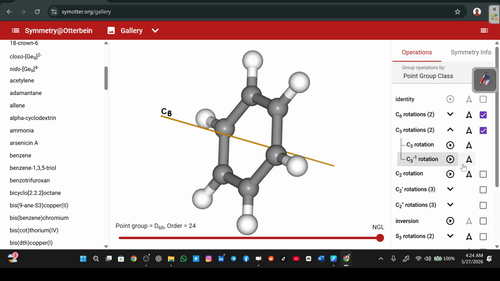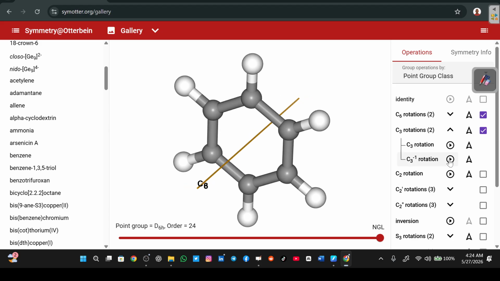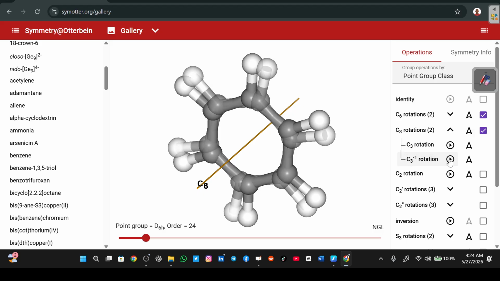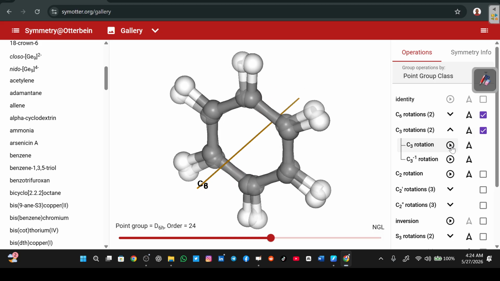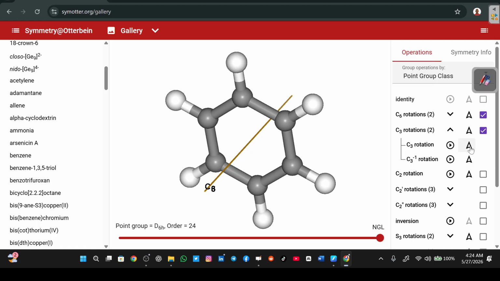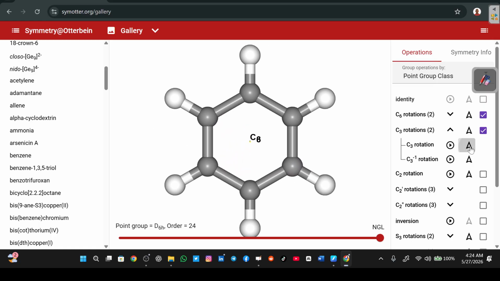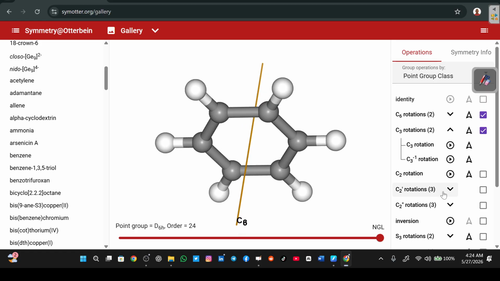Let's observe this. So that's how we're doing it. It's rotating in the anti-clockwise direction. So that's C3. That's how we visualize C3. So once we have that, let's go to the C2.